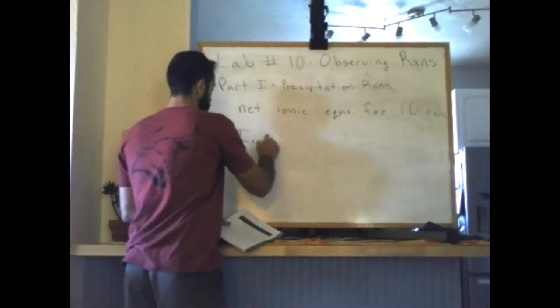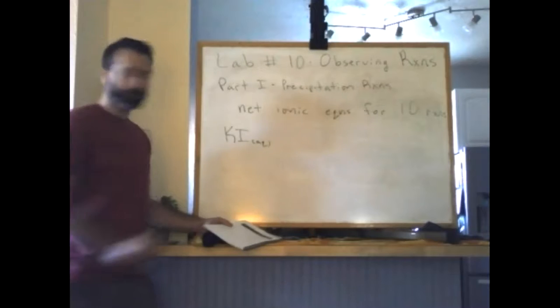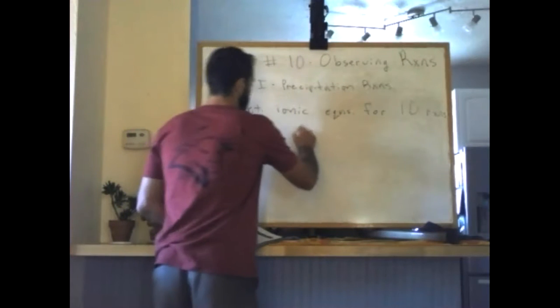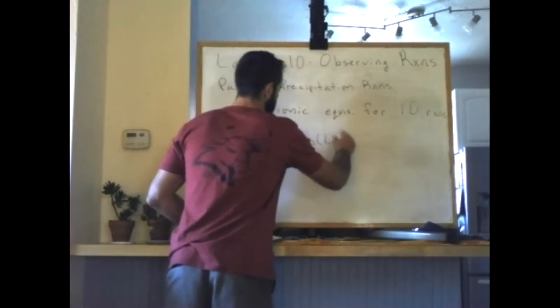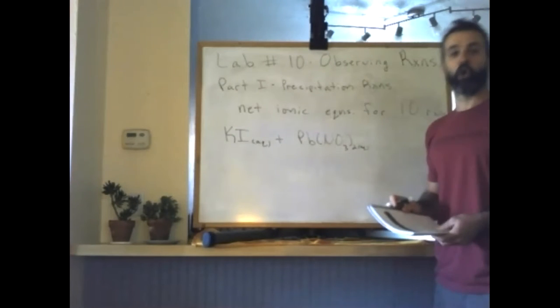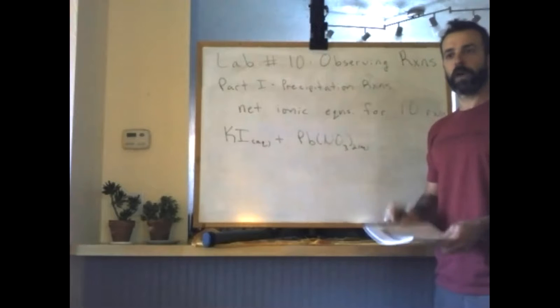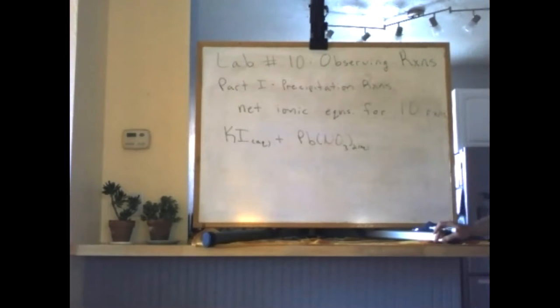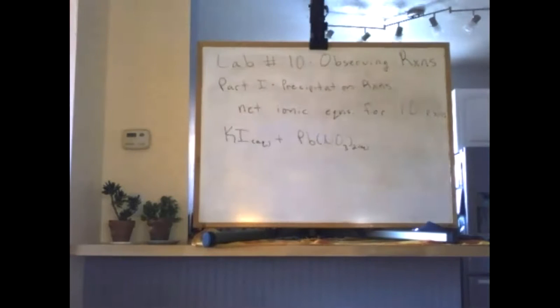We'll just stick with this first column of reactions. When it mixes with lead 2 nitrate, there is a clear yellow precipitate formed. Okay, how do we figure out what that precipitate is? How do we write a balanced net ionic equation for this?